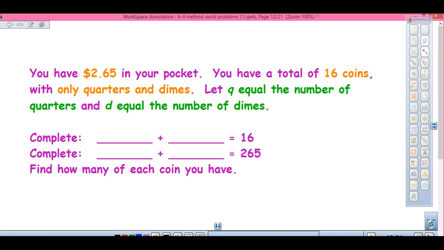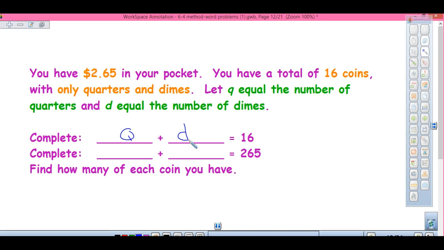Alright. So, if I have 16 coins, I've got quarters and I've got dimes. It says they want Q to be my quarters and D to be my dimes. So that means we're not going to use X and Y, right? Instead, we're going to use Q and D. If I have 16 coins, what's my equation going to be? Q plus D, quarters plus dimes, equals 16.